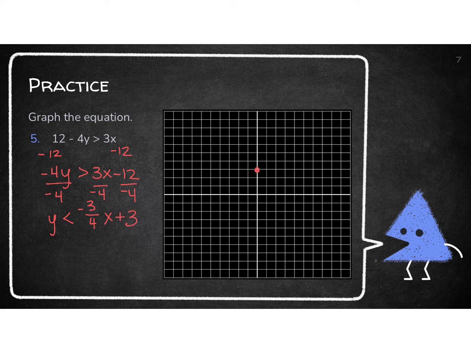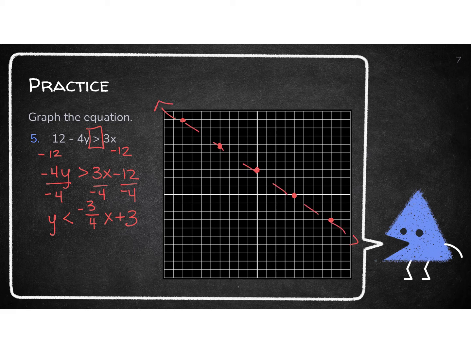Now negative 3 tells me to go down 3 and over 4. Down 3 and over 4. Opposite of down 3 and to the right 4 is up 3 and to the left 4. Looking at the inequality, there's no equal sign, so I'm going to have this as a dotted line.